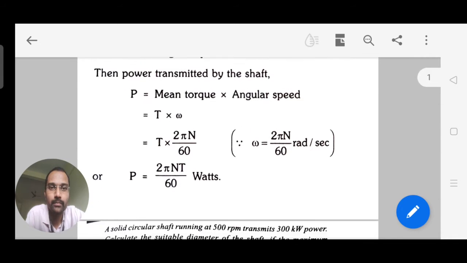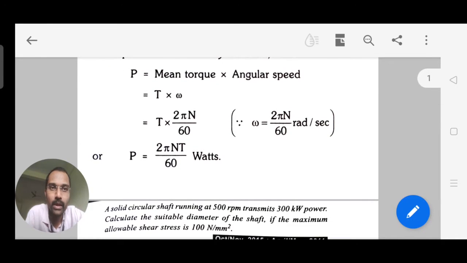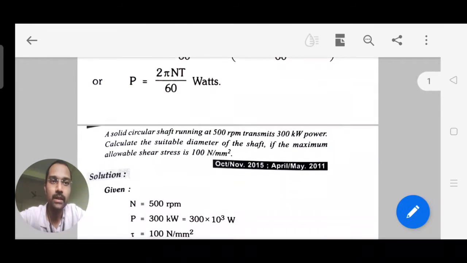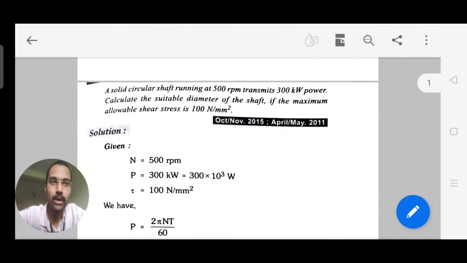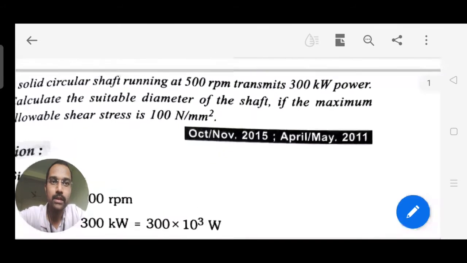And we will see one numerical problem regarding that. This is a small topic regarding the mathematical relation for the power transmitted by a particular shaft. Similarly, let us see the numerical problem regarding this.